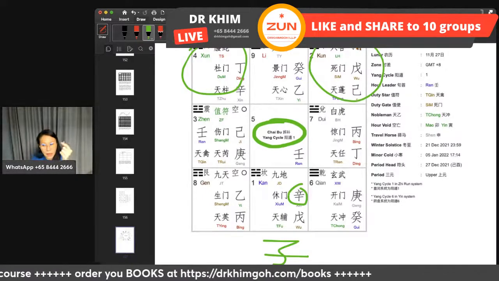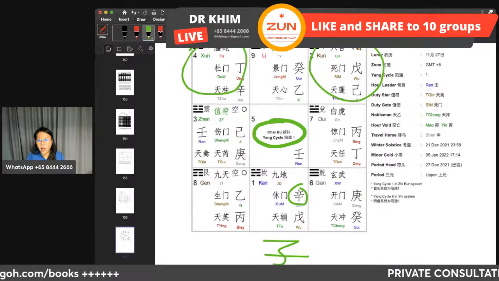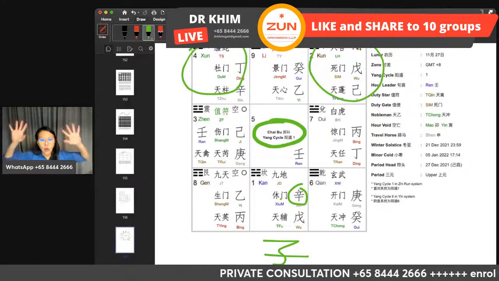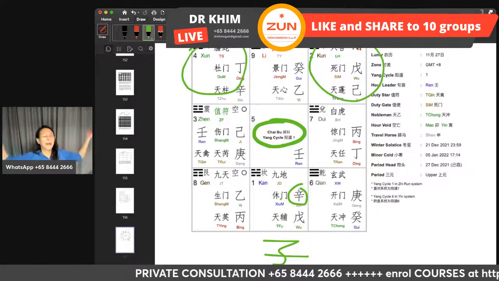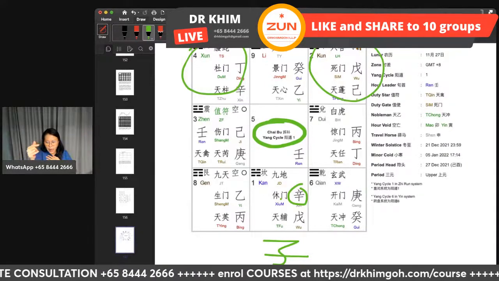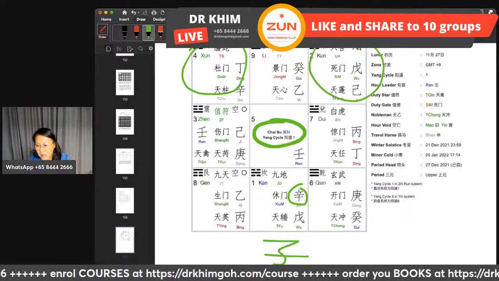But money, what about money? Below her, these are called the upper heavenly stems, the ones on top. On top means the outside. But inside her heart, she has a money concern. Why? Because the money is sitting below.